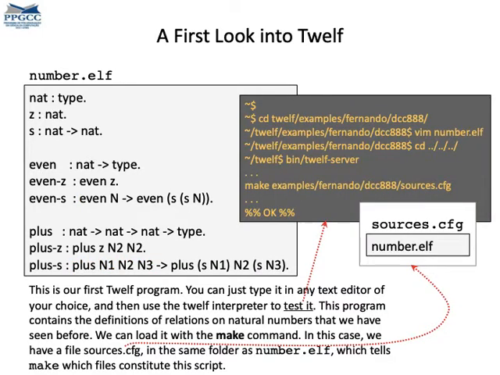To check if the program is correct, you can load and validate it using Twelf. The commands are given on the right. I'm saving these definitions into a file called number.elf, and then I load a file called sources.cfg. CFG is the common extension for SML configuration files. Twelf is implemented in SML of New Jersey, by the way. If you get an OK after you load the file, then that means that your definitions are sound.